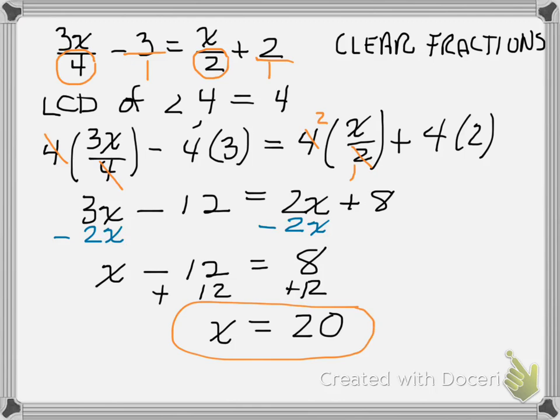So first step, look across all the fractions, find the common denominator of the fractions, and then multiply every single piece of your equation by that LCD. And then finally continue on and solve as you normally would.